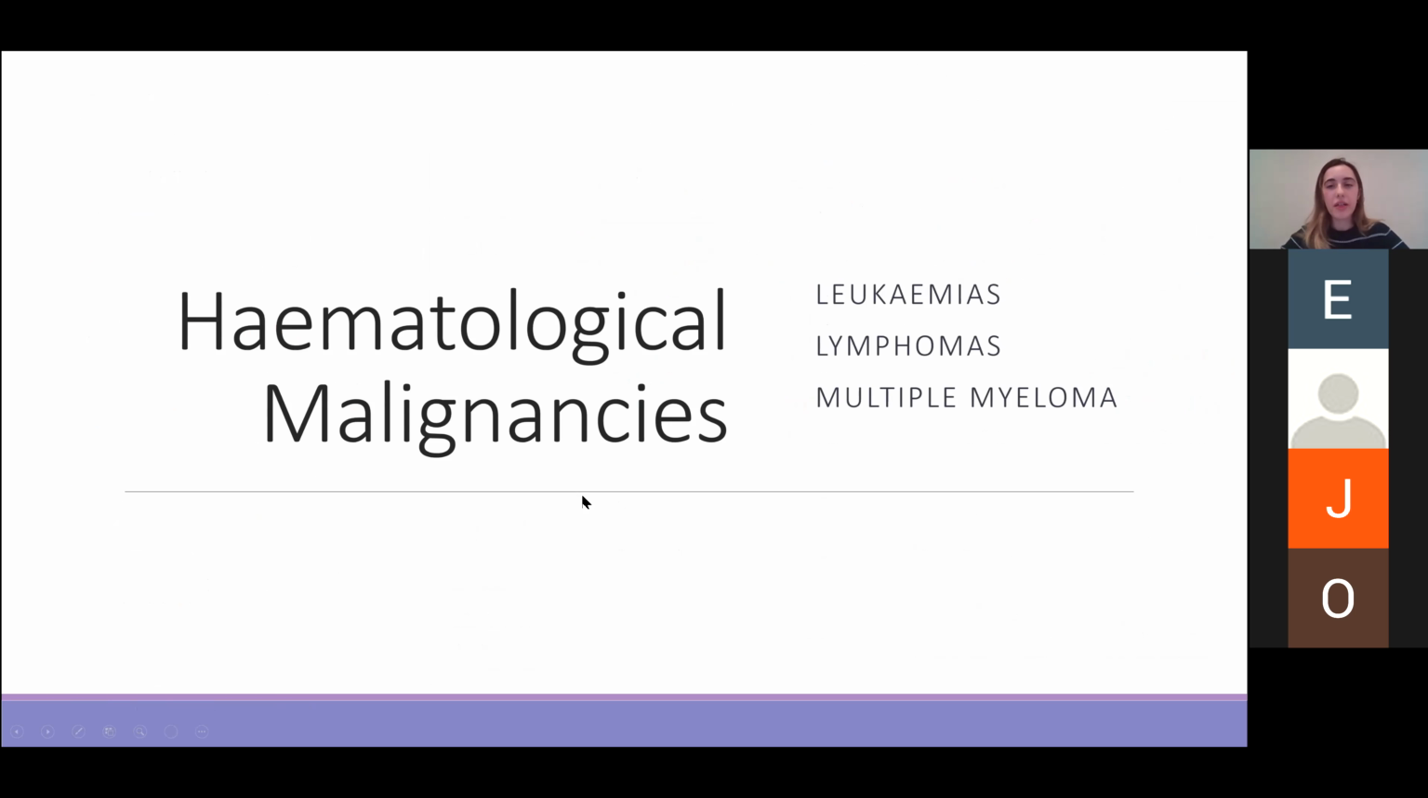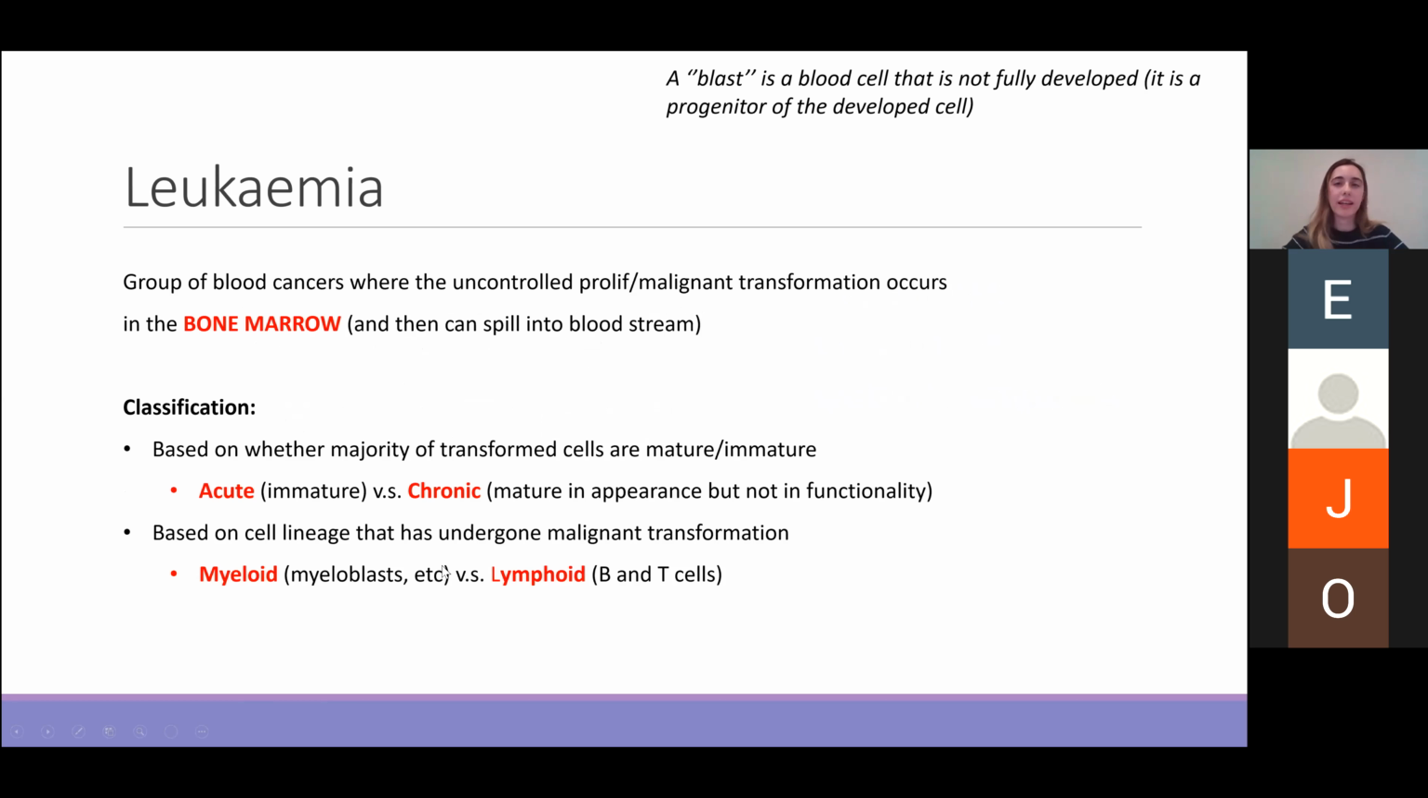So this is the more high yield stuff, and I feel as if it can be a bit confusing. So I've tried to go from the basics, and then once you know the basics, you can then move into the more specific types of each and that kind of thing. So let's start with leukemia.